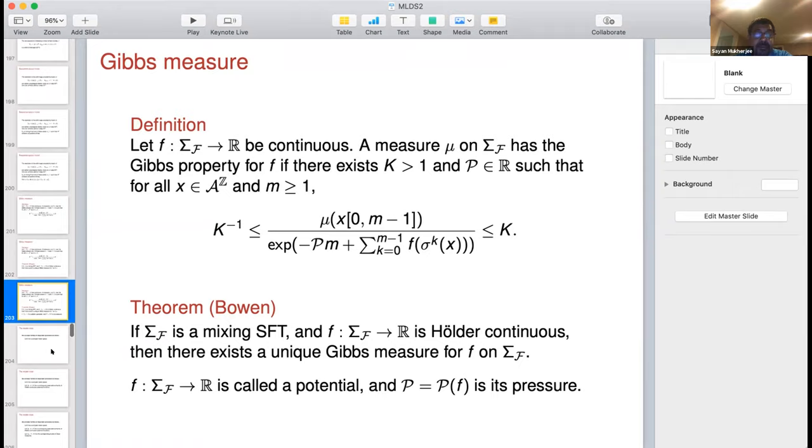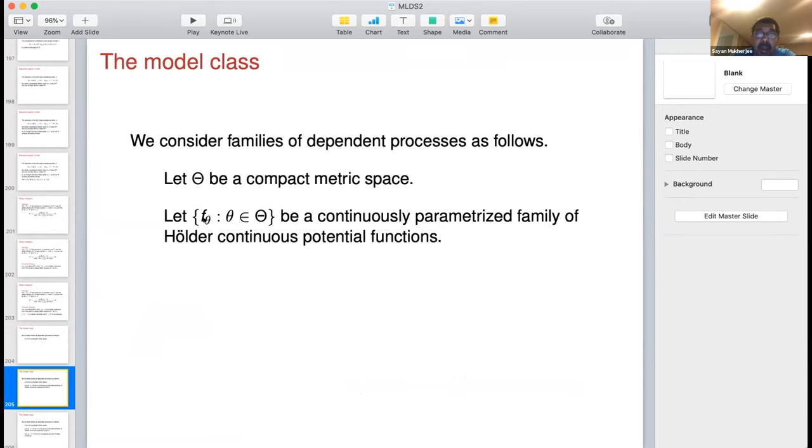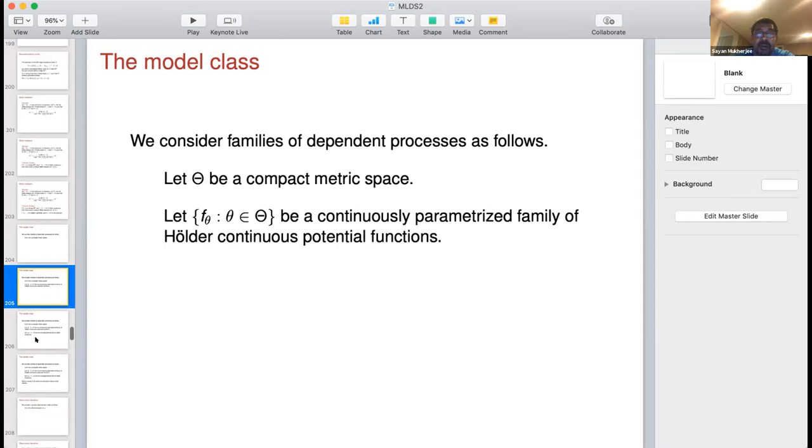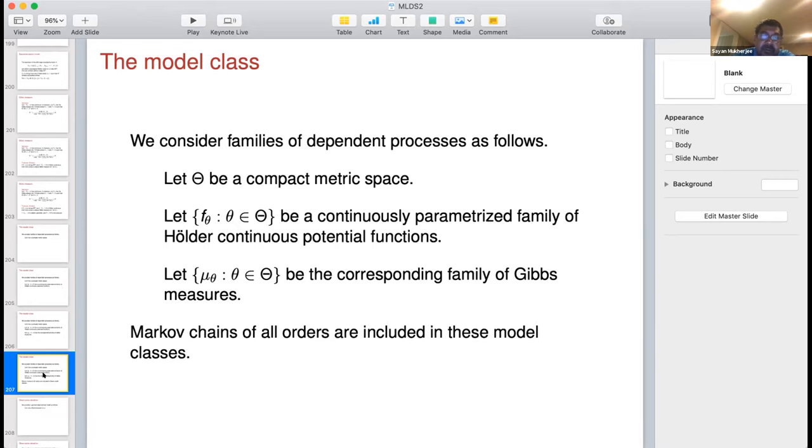So let's define a model class. We have families of dependent processes as follows. Theta is a compact metric space, F theta is a continuously parameterized family of Holder continuous potential functions, and mu sub theta is my corresponding family of Gibbs measures. So what am I telling you? For each theta there is a mu sub theta, which is a Gibbs measure. One reason shifts of finite type are interesting is that Markov chains are a special case, so we can study Markov chains of arbitrary lag using these results.